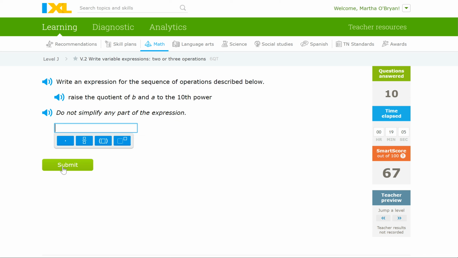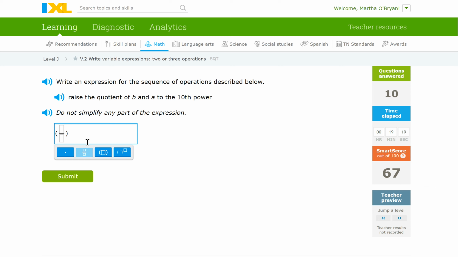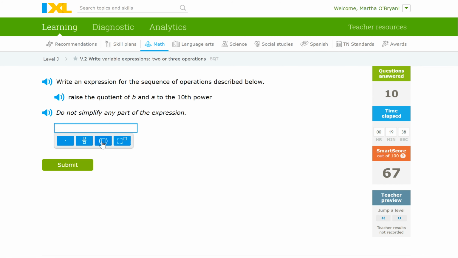Raise the quotient of b and a to the 10th power. Quotient, remember, is the result of a division problem. It's called a quotient. So the quotient of b and a to the 10th power. So I'm actually going to put this in parentheses. So I click the parentheses button, and then I'm putting the quotient, the fraction division problem, within the parentheses. That wasn't correct. Okay.